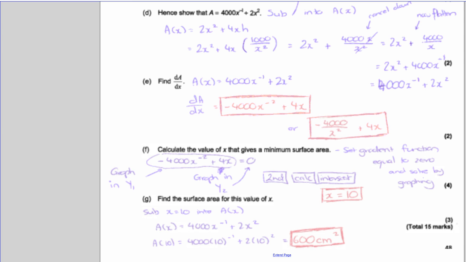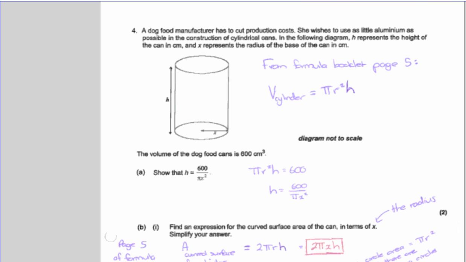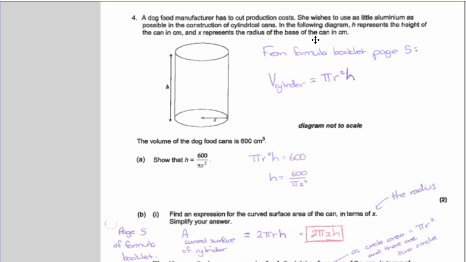And still moving right along. We've got another question here. You might want to pause and try this one yourself first. You're welcome to. A dog food manufacturer has to cut production costs. She wishes to use as little aluminium as possible in the construction of a cylindrical can. H represents the height in centimeters, X represents the radius of the base in centimeters.